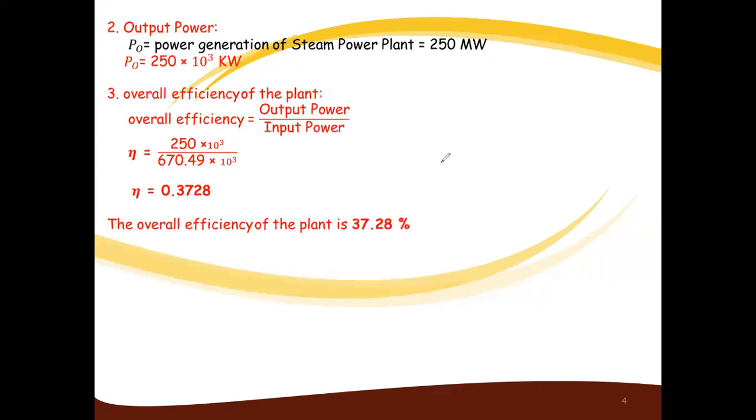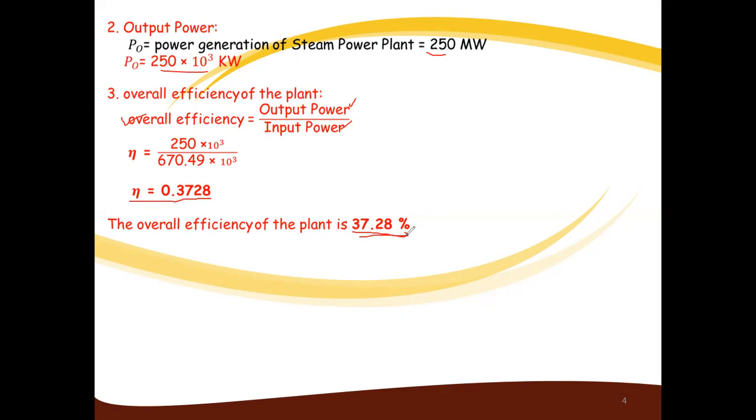The output power is given as 250 megawatt, that is 250 into 10 raised to 3 kilowatt. The overall efficiency of the power plant is the output power upon input power to the plant. So eta is equal to 250 into 10 raised to 3 divided by 670.49 into 10 raised to 3. We get the efficiency as 0.3728. In percentage, the overall efficiency of this thermal power plant is 37.28%.